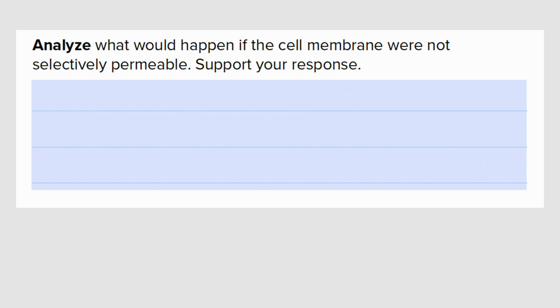So let's think about what would happen if the cell membrane were not selectively permeable, and let's use this to support your answer. If the cell was not selectively permeable, the cell might be destroyed because waste could not leave and an inappropriate amount of a molecule might enter the cell. This is going to disrupt homeostasis dramatically and potentially cause the cell to die.